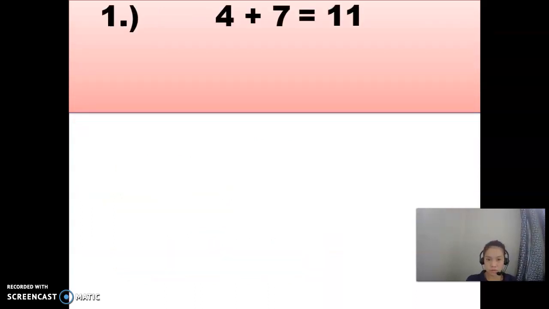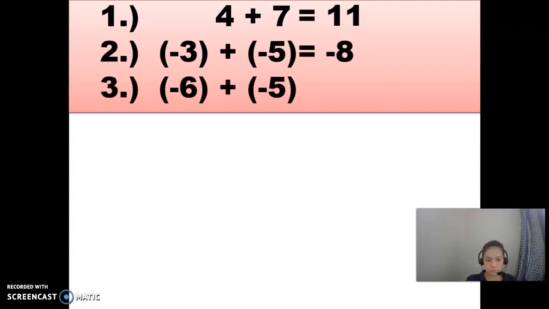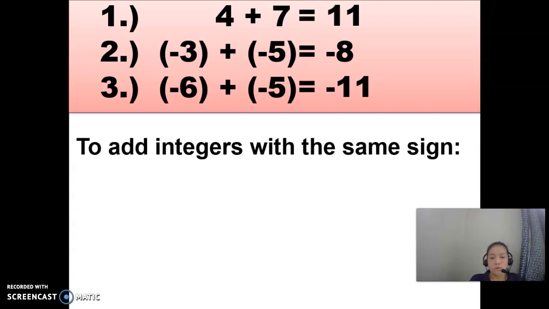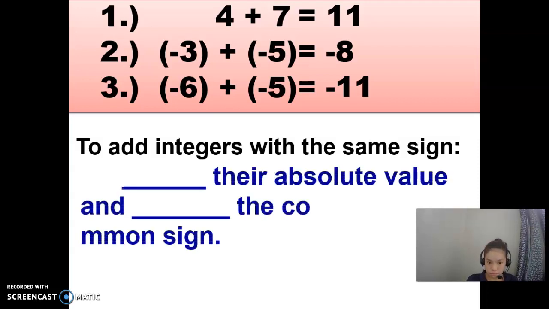So let us go back to the first 3 examples. What have we noticed with the addends? Number 1, 4 and 7, they are both positive. Number 2, negative 3 and negative 5, both addends are negative. Number 3, negative 6 and negative 5, both addends are negative. So to add integers with the same sign, this is the rule. What will you do? You will just add their absolute values, and when it comes to the sign, just keep the common sign, or just copy the sign.